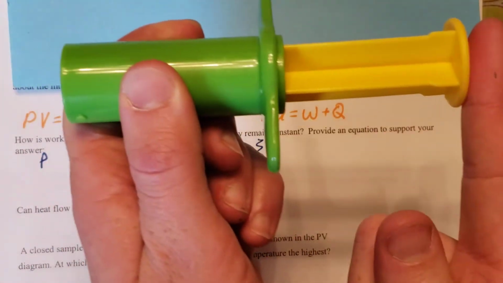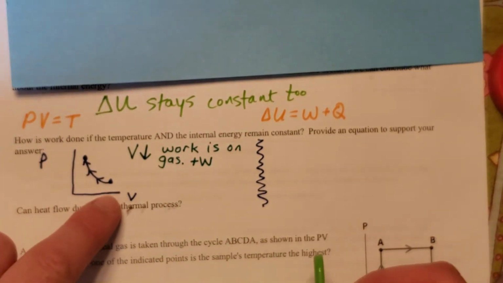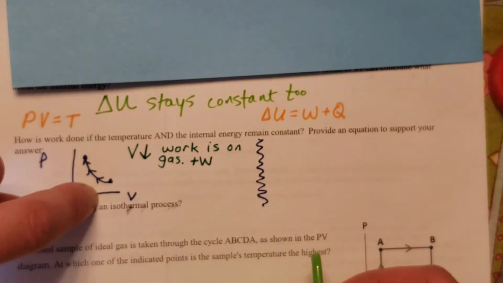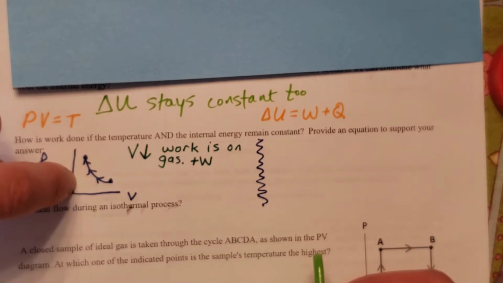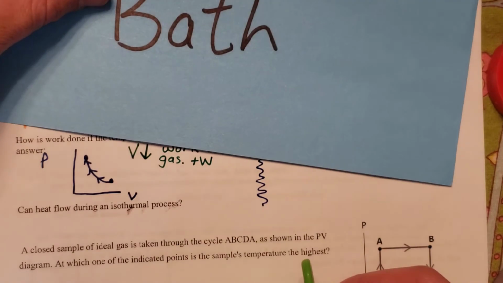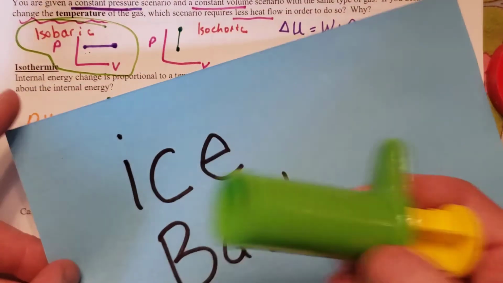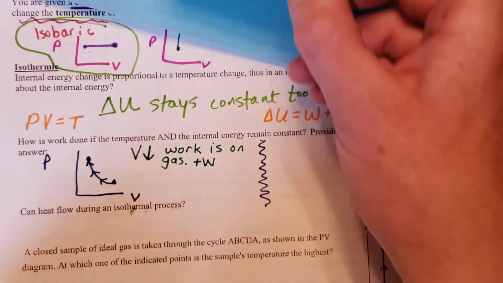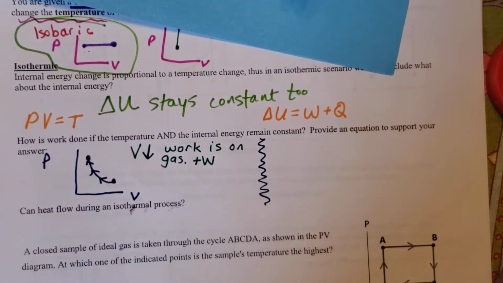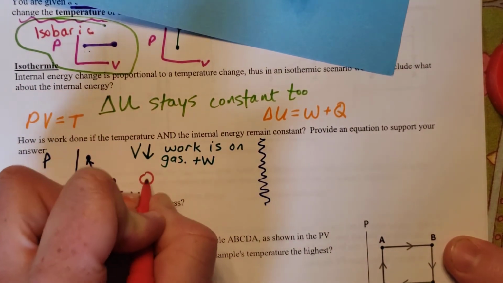I'm making the volume smaller, and by making the volume smaller, following this little path here, that's going to make the pressure go up. But the thing is I need the temperature to stay the same. So as the pressure goes up, the only way I can make sure that the internal energy stays the same, make sure the temperature stays the same, is to put it in an ice bath. So I'm going to make sure that the ice bath causes heat to leave the object.